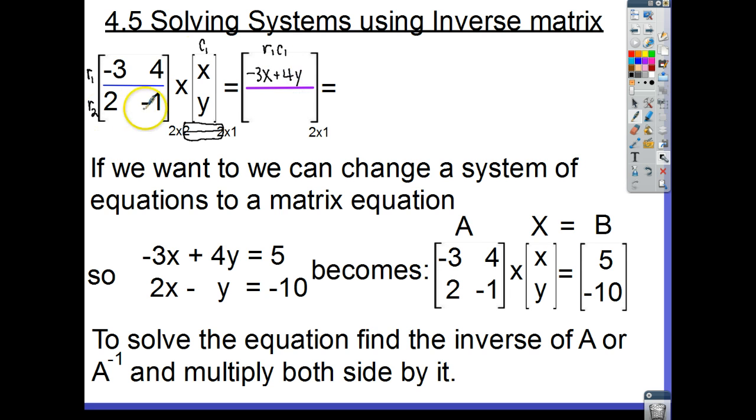All right, row 2, column 1 of my answer tells me to take what I have in row 2 and times it by column 1. First in the row times first in the column, or 2 times x. And add to that second in the row times the second in the column, so I'll add a negative y. Well, plus a negative is the same as minus, so I'll just write that as minus y.